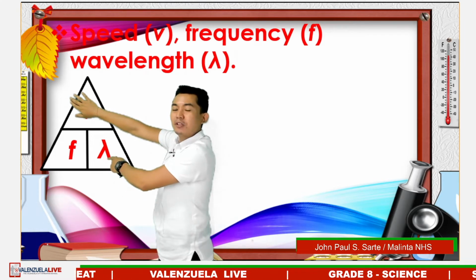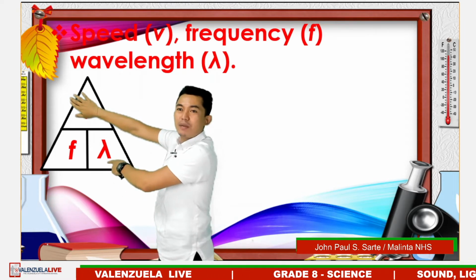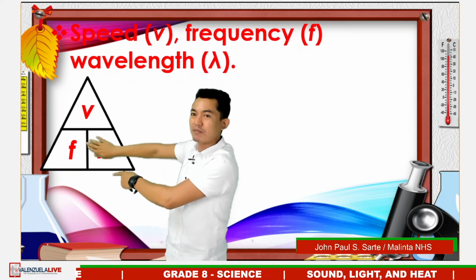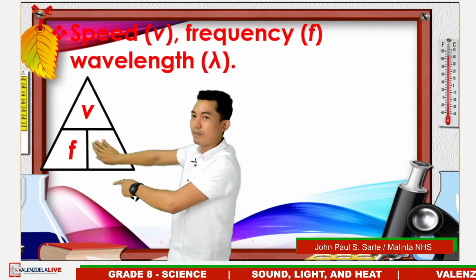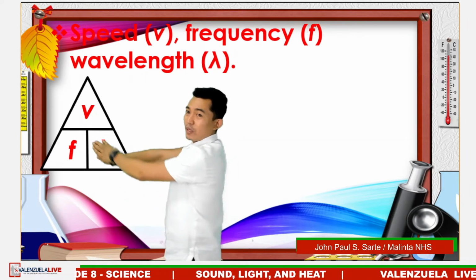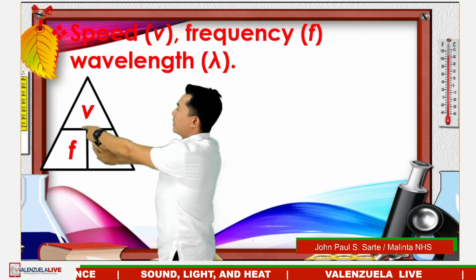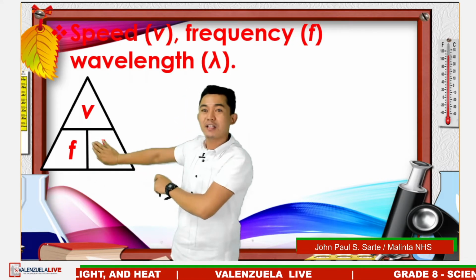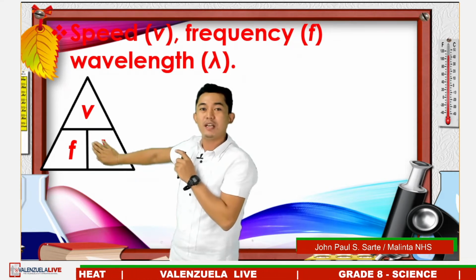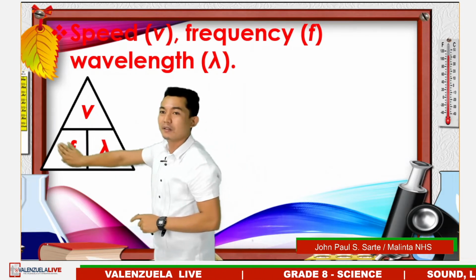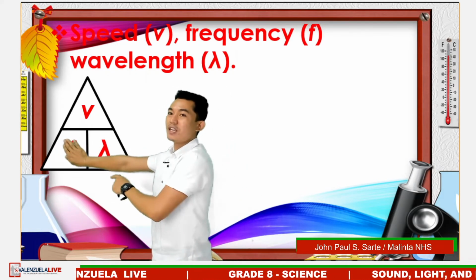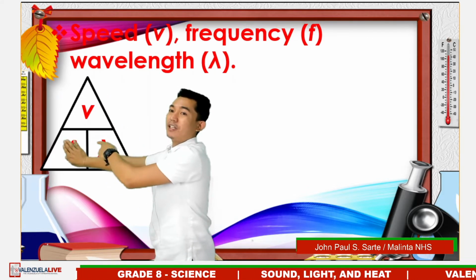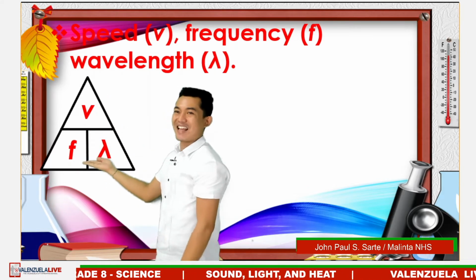Sir, how about if the lambda or the wavelength is missing? What should be the formula? If the lambda is missing, the formula would be lambda or wavelength is equal to speed divided by frequency. Sir, how about if the frequency is missing? What should be the formula? The formula is frequency is equal to speed divided by lambda.